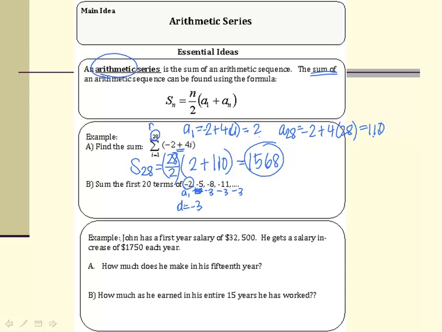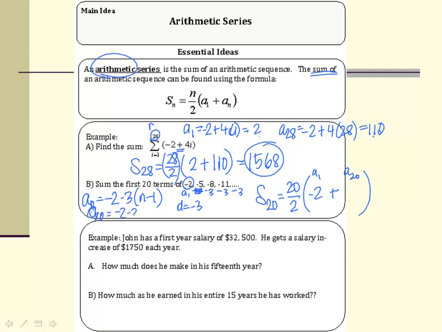Now because I know my first term and my difference, I'm going to start with my general rule. My first term is negative 2, and I'm subtracting 3 for every other term. The reason I have to do this is because if I'm doing the sum of 20 terms, I start with 20 over 2. I know my first term is negative 2. That's my a sub 1. But do I know my 20th term? If you notice, this doesn't tell me what a sub 20 is. And so I had to use this general rule to go back and find a sub 20.